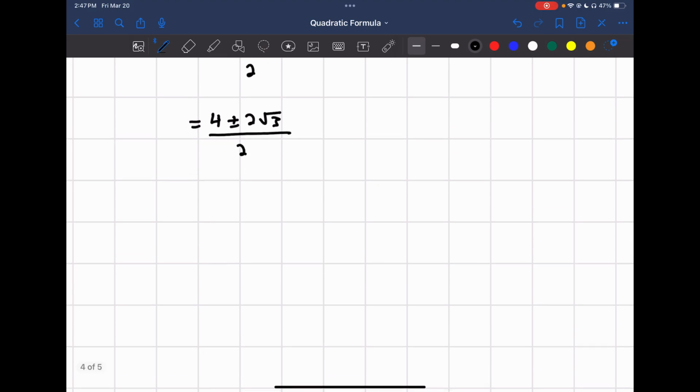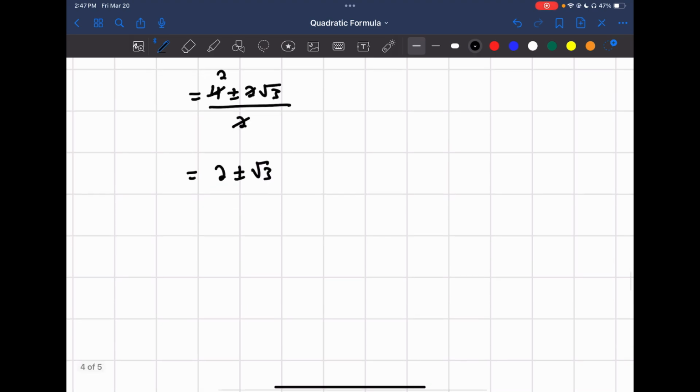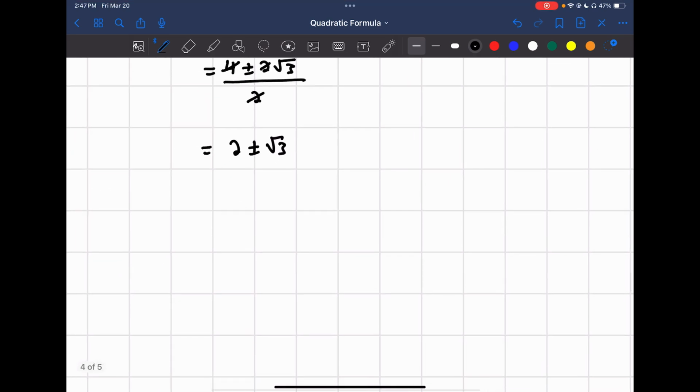And then now we could further simplify this because it is a 2 at the bottom. So 2, and this will be equal to 2 plus or minus the square root of 3, which means that x could be equal to either 2 plus root 3 or 2 minus root 3. And here is our final answer.